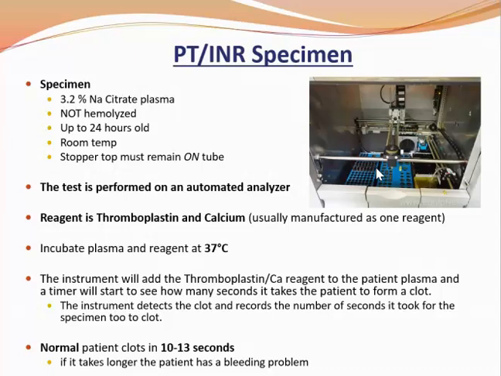When the instrument detects a clot, it's going to record the number of seconds it took for that specimen to clot. So the normal PT-INR is between 10 and 13 seconds. So that's your normal range. If it takes longer than that for a patient to clot, that patient is considered to have a bleeding problem.